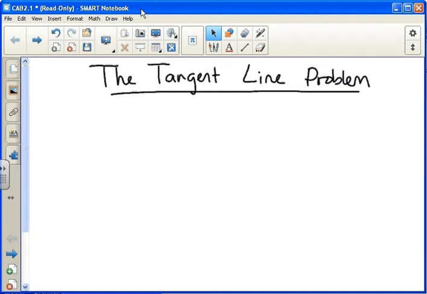Today we're going to learn about something called the limit definition of the derivative. But where this really comes from is one of the two big problems that motivated the creation of calculus. And the first one is the tangent line problem.